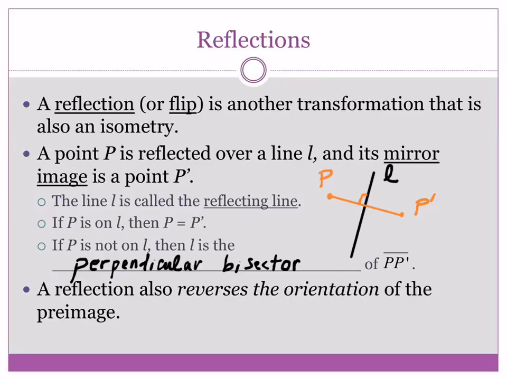A reflection also reverses the orientation of the image. You've probably all had that experience where you're trying to describe left versus right to somebody who's sitting across from you. Your left and my right don't match up quite correctly. It reverses the orientation when you do that. So that's what that's referring to, the reverse of this orientation.